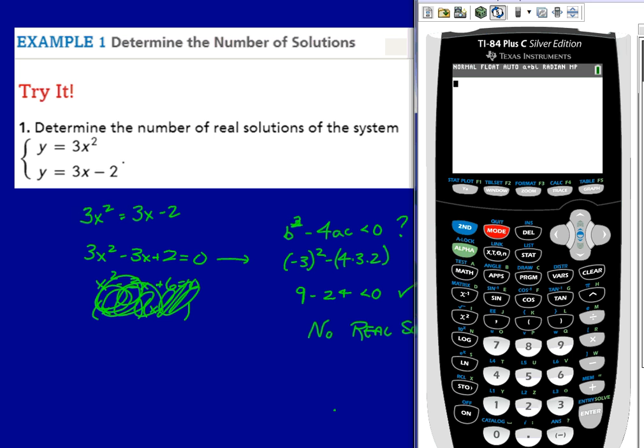So once your calculator is in front of you, we're going to go into y equals, and we're going to type in both of these functions, 3x squared in one of them, and 3x minus 2 in the other. And then we just make sure we're zoomed standard, zoom 6, and we look. We should be able to tell if these things are ever going to cross. They never hit, so we know there's no real solutions. If they had crossed, we would have found where they crossed.